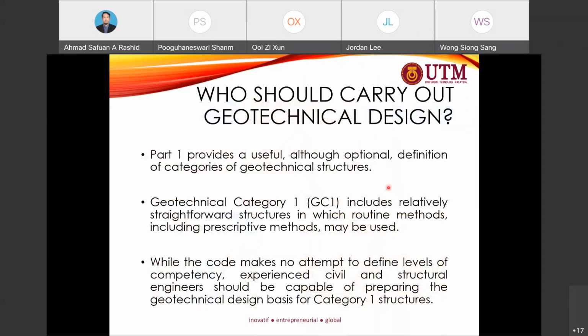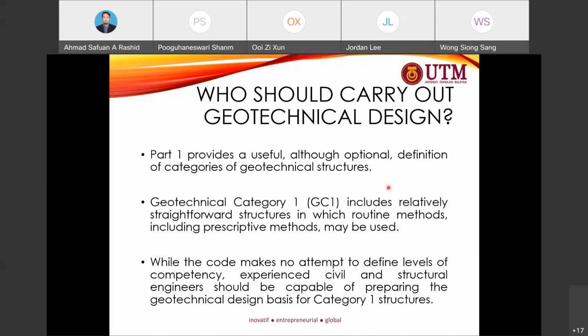Who should carry out geotechnical design? Part one provides a useful although optional definition of categories of geotechnical structure. So they have defined three categories. The first category includes relatively straightforward structures in which routine methods, including prescriptive methods, may be used. While the code makes no attempt to define levels of competency, experienced civil and structural engineers should be capable of preparing the geotechnical design basis for a category 1 structure.